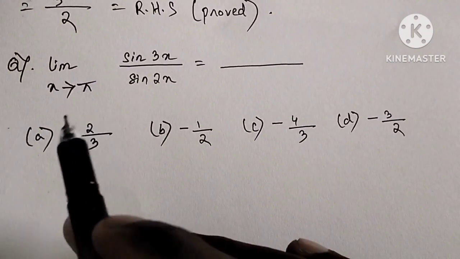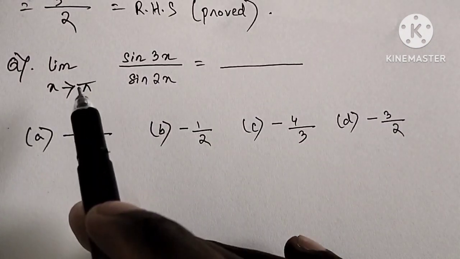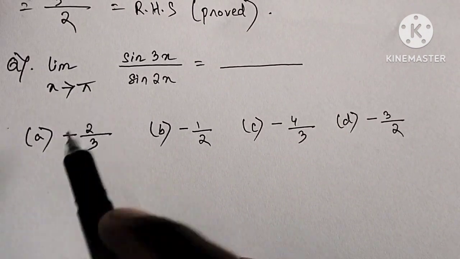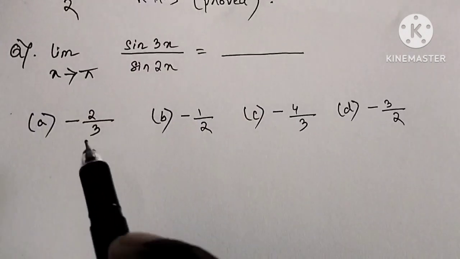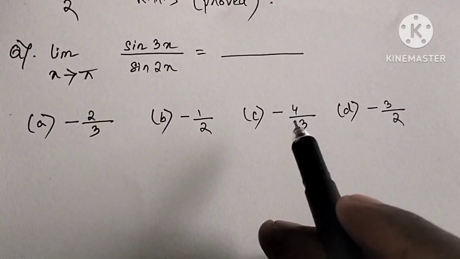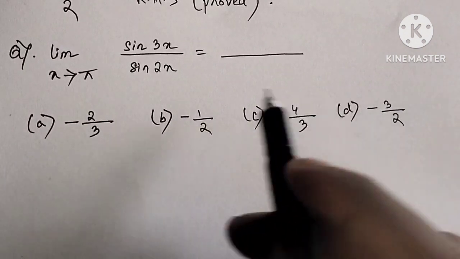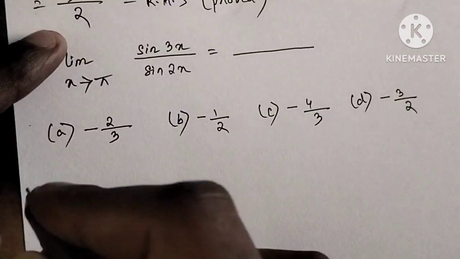In this video I have brought this sum for you all. Look at the sum. Limit x tends to pi, sin 3x by sin 2x is equal to dash. Four options have been given. Clear? Only one option is correct. Which one is correct we have to find. So I am starting the solution.